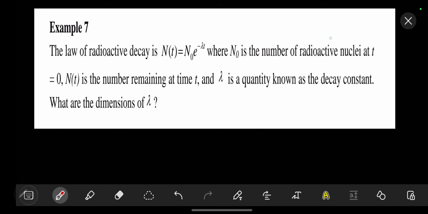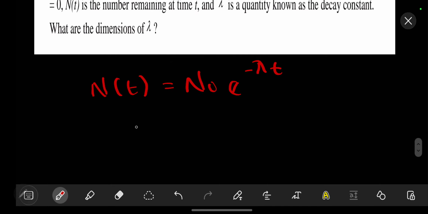Looking at this, the law of radioactive decay is given by the formula: N_T should be equal to N_0 e to the power negative lambda T, where N_0 is the number of radioactive nuclei at T equal to 0, N_T is the number remaining, and lambda is the quantity known as the decay constant. What are the dimensions of this? So we just take the part that has the exponential, e to the power negative lambda T.